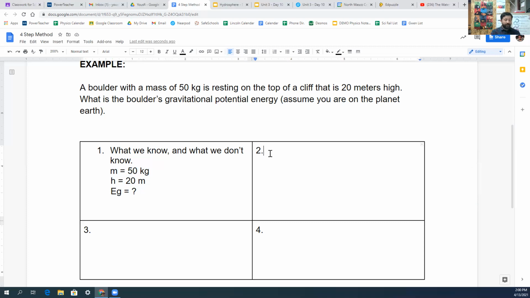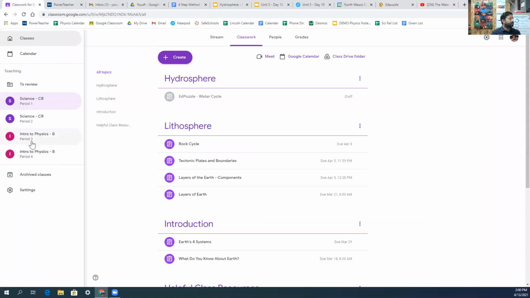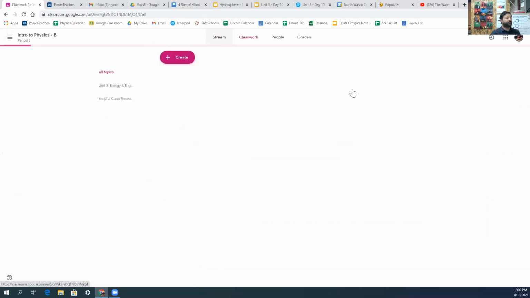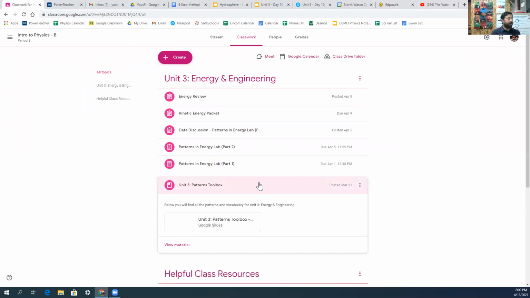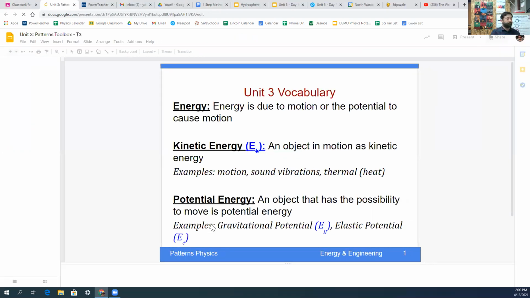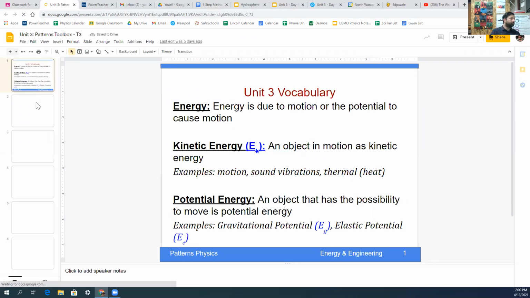Okay, so now that we have all of our information written in box 1, we're going to move on to box 2. And box 2 is going to be figure out which equation you need to use. And so the way I'm going to do that is I'm going to refer to my patterns toolbox on the Google Classroom. So if you go to the Google Classroom or wherever your patterns toolbox is located for this unit. So here's unit 3. I've got it open now.